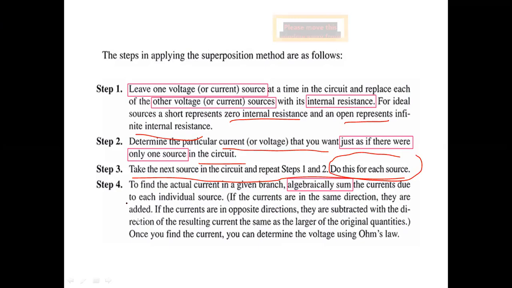The last step in the superposition theorem is to find the actual current in a given branch. Algebraically sum the currents due to each individual source. If the currents are in the same direction, they are added. If the currents are in opposite directions, they are subtracted, with the direction of the resulting current the same as the larger of the original quantities. Once you have found the current, you can use Ohm's law to calculate the voltage. So using Ohm's law, you will find the value of the voltage once you have found the value of the current by following these 4 steps.